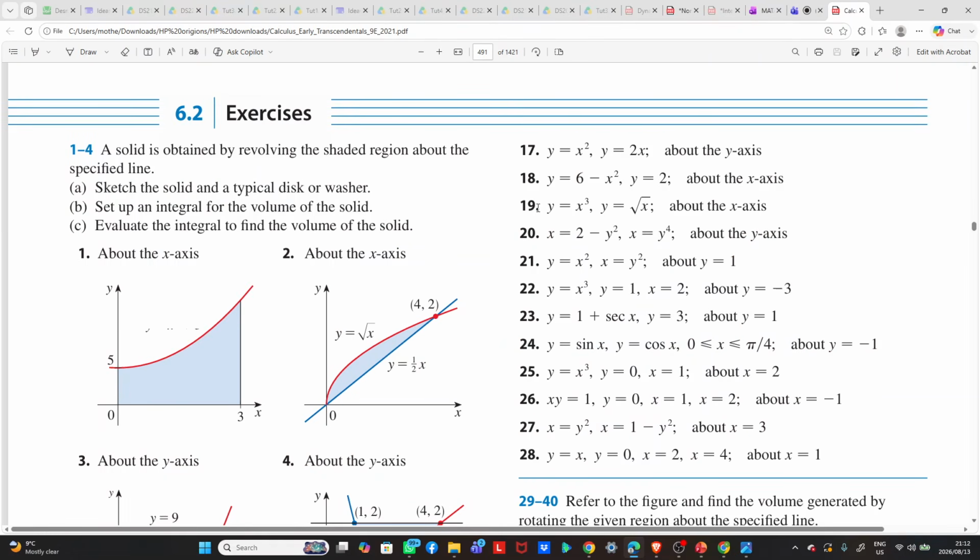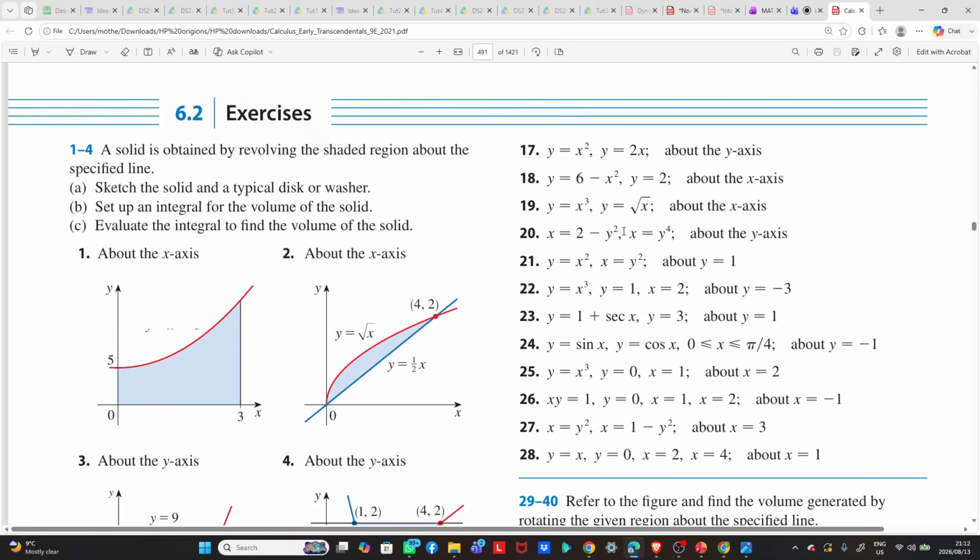Okay. So 19 is going to be a similar idea as 17, but just be careful with the rotation. Here we were rotating about the y-axis. Here we're going to rotate about the x-axis.